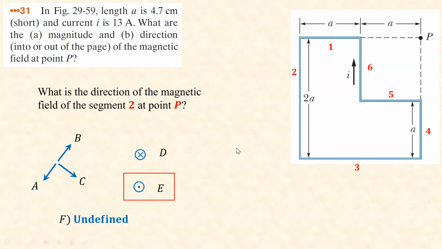So the answer is E. Again, you put your thumb in this direction, your four fingers go into the page here, go out of the page here. And because this should be perpendicular to the radial direction, it will be perpendicular to the page, out of the page. So it will be E.